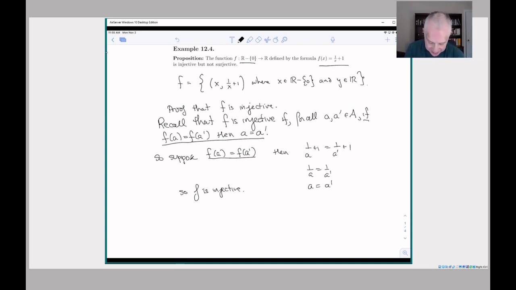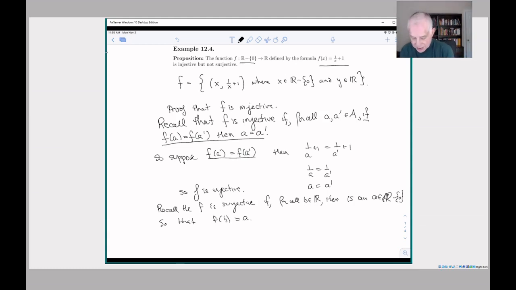Now, what about surjectivity? Well, let's recall that a function is surjective if for all b in the codomain, there is an a in the domain, which is also equal to R minus 0, so that f of a equals b. So in other words, can we always solve the equation f of a equals b? Can we always solve the equation 1 over a plus 1 equals b, no matter what b is?